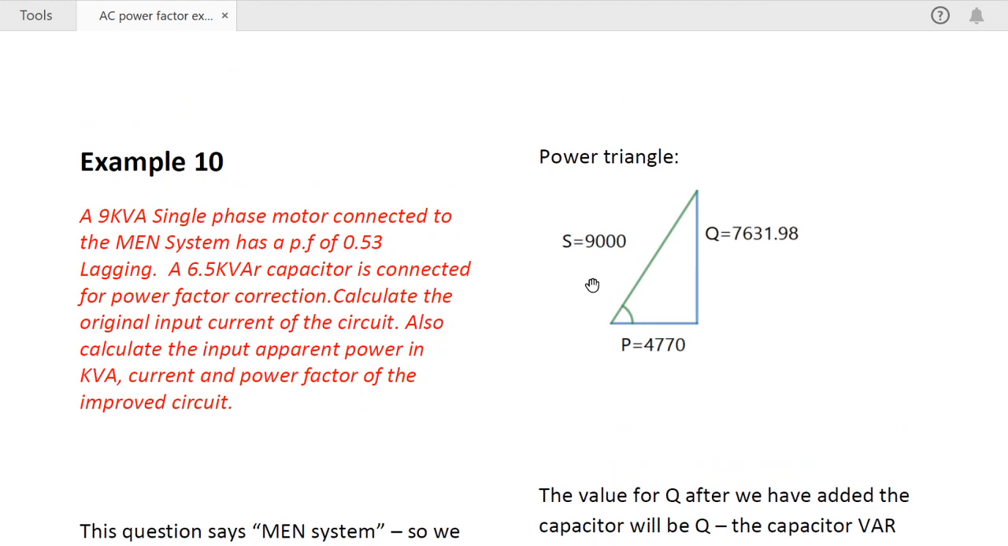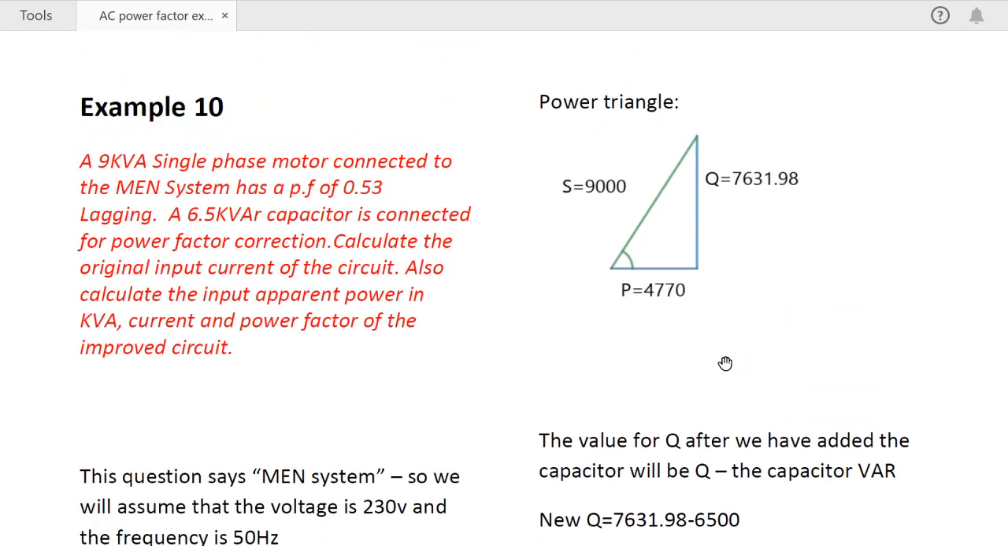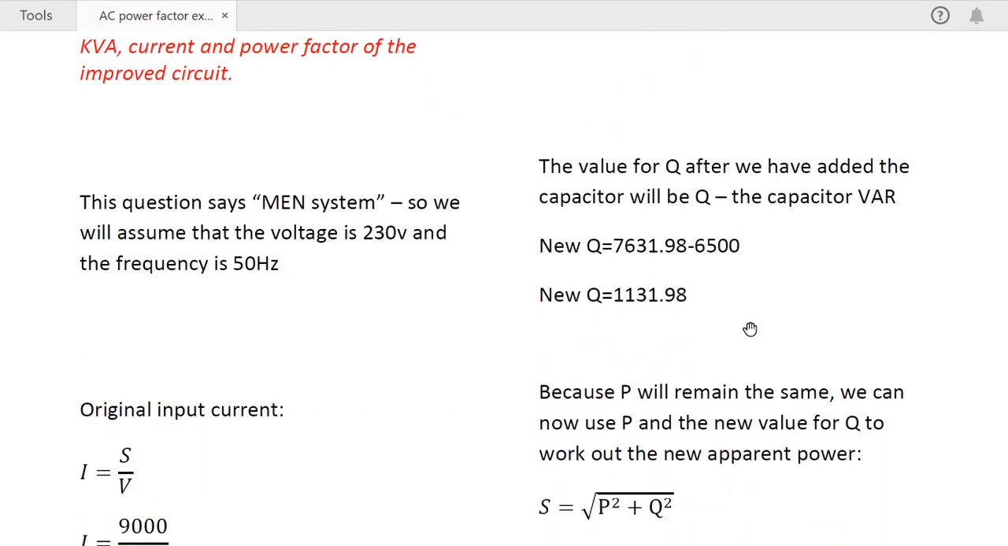And here's our power triangle for that. S equals 9,000, here's our Q value, here's our P value there. Now, that's a pretty big angle there, so that's going to be a poor power factor. Well, it's 0.53. The value for Q after we have added the capacitor will be the Q that we have, minus the capacitor VAR.